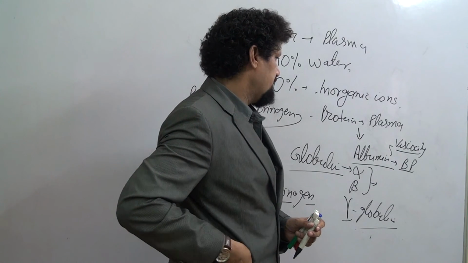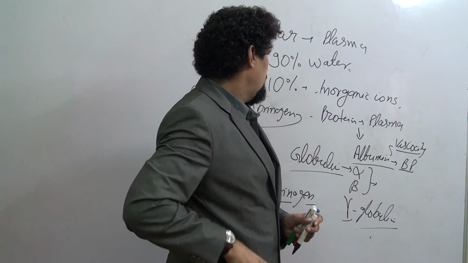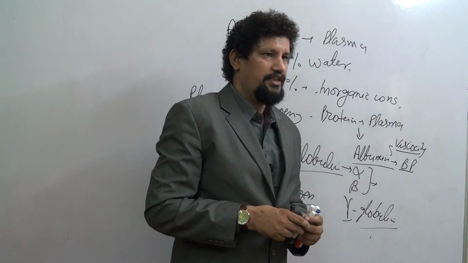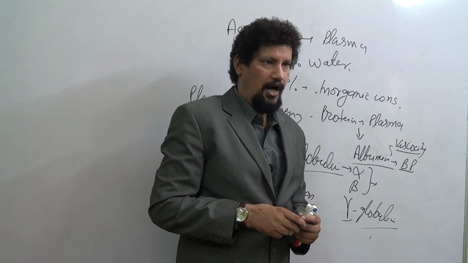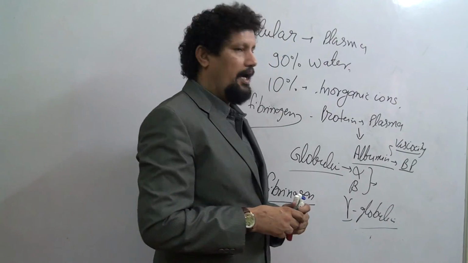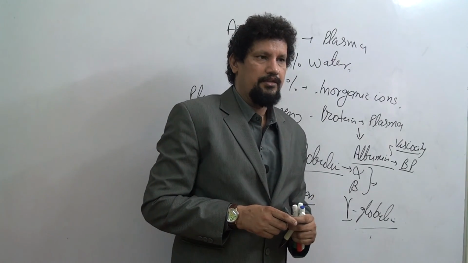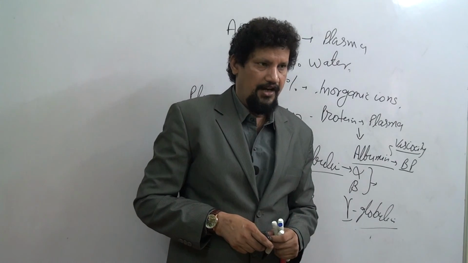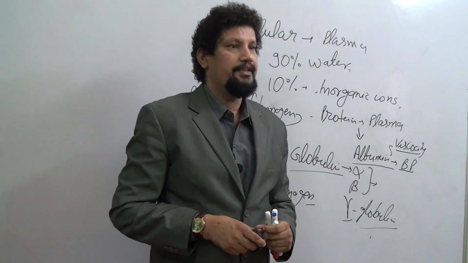In my next lecture on the cardiovascular system, I will talk about the gross anatomy of the heart in a crisp and concise manner, and then I will talk about the blood vessels, the arteries, veins, and the capillaries.